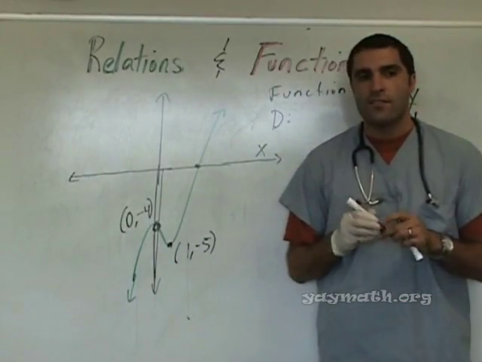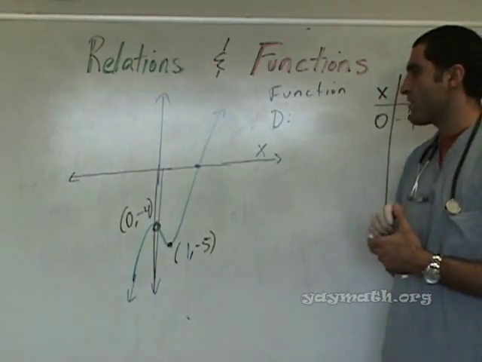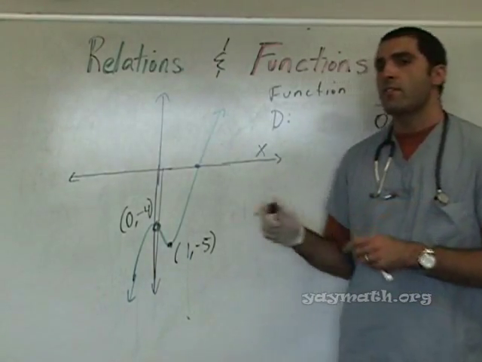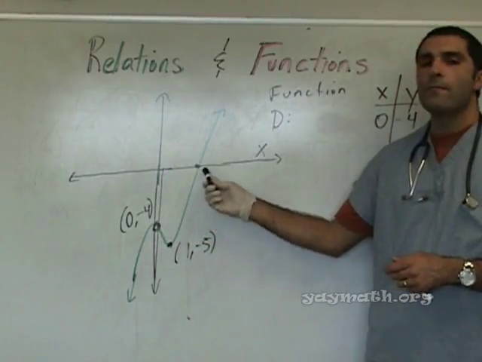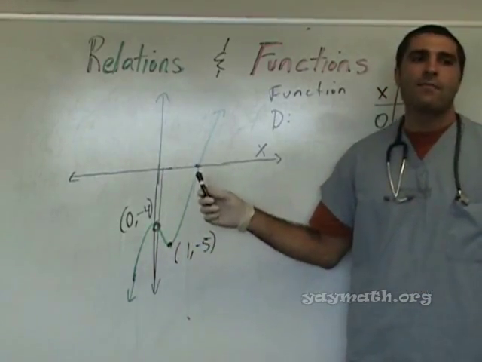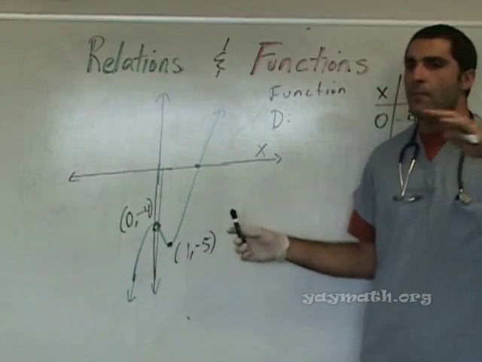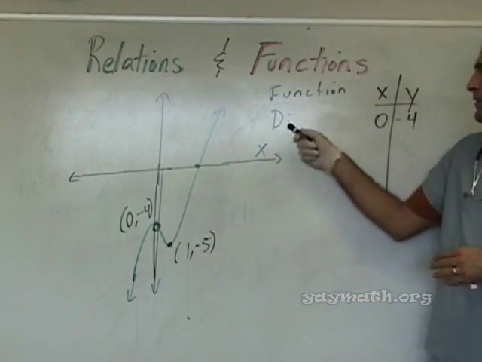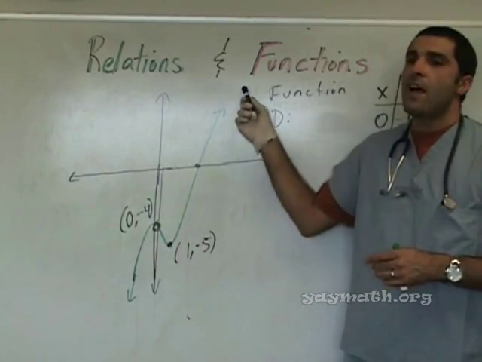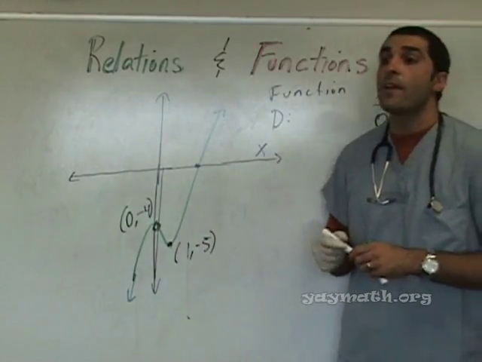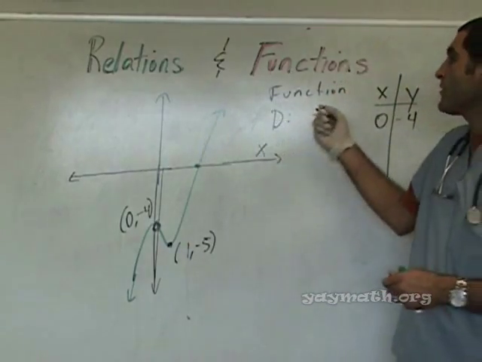What I want you to do is look at this graph and say to yourself, I'm only going to think in terms of left to right. Am I going to the right? Yes, I am. I am going up too, but I'm not thinking about that for a domain. I'm thinking about whether I'm going to the right, and does x have to stop ever? No. So the domain is all real numbers.